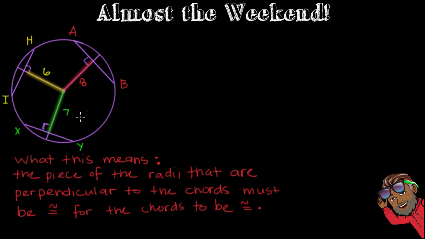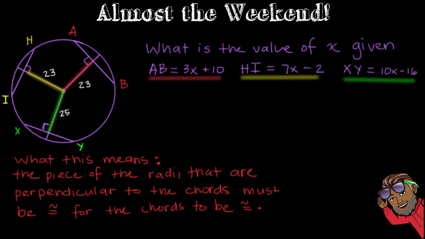So none of these chords are the same distance to the center, which means none of these chords can be congruent to each other. Okay, let's take this example and give it an actual math reference that you might see in your homework. So we have this new problem, same exact picture, except this time the chords are different. The radii are different lengths.